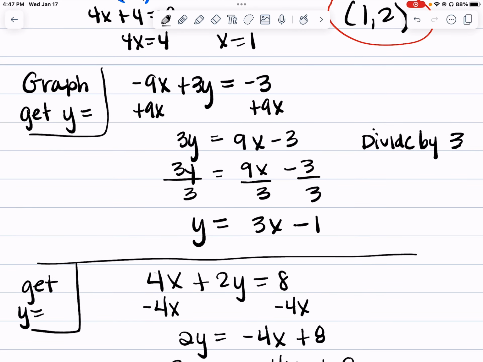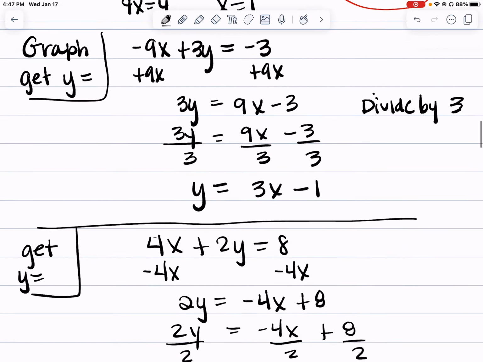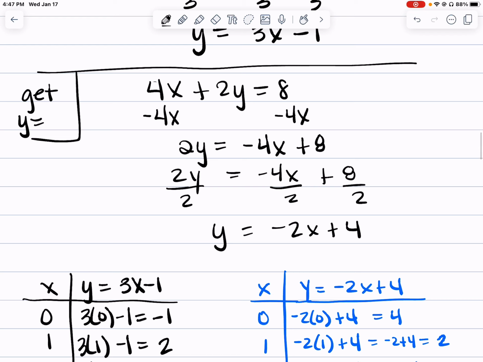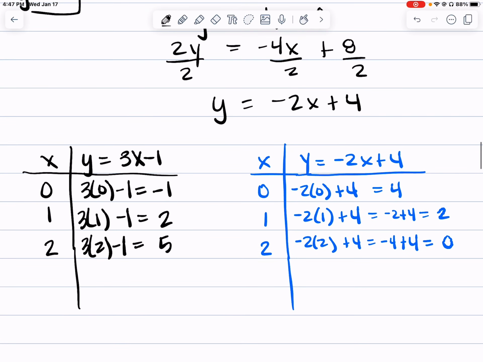Okay, now if we graph, I like to put it in y equals. So I'm going to add 9x to both sides. Divide by 3. I get y equals 3x minus 1. For my second equation, subtract 4x on both sides and divide by 2. And that gives us our other equation, y equals negative 2x plus 4. Okay, so I have our two equations that are now solved for y.